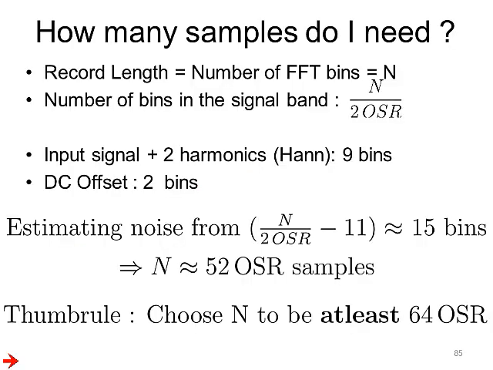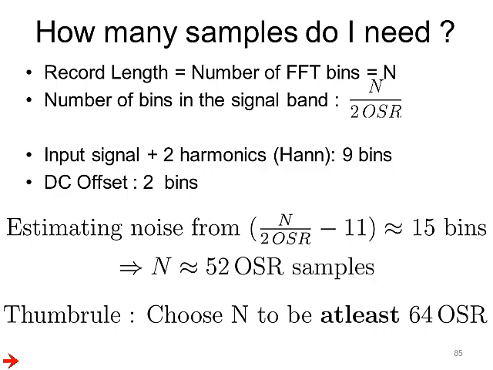The next question is, how many samples do I need to get a good estimate of the in-band SNR? Let's say we choose a record length of N samples. These N samples correspond to the entire frequency range from 0 to fs. So the number of bins in the signal band must be N by twice the oversampling ratio. In other words, the number of bins which we have to estimate the in-band SNR is actually quite small, especially if the oversampling ratio is high.